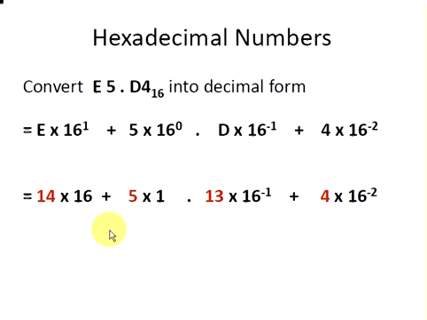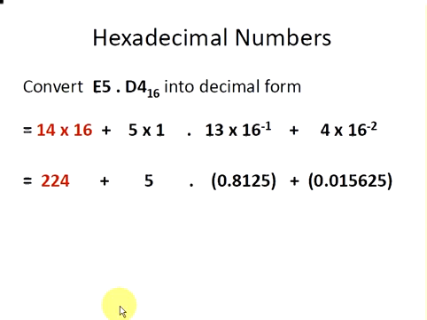Now, what we're going to do is simplify each of these expressions. So we have 14 by 16, that's equal to 224, okay, 224. 5 by 1 is simply 5.